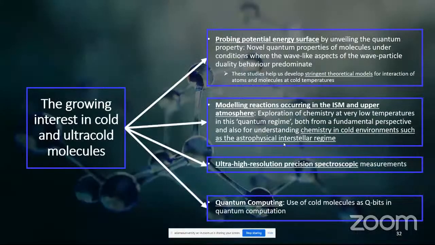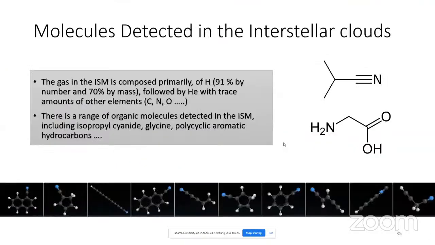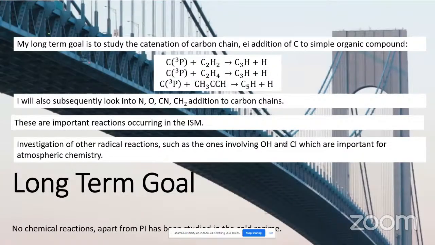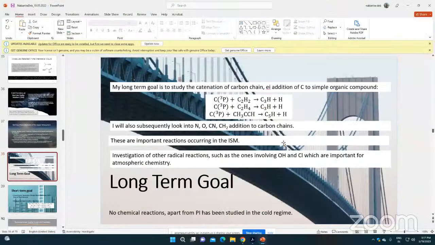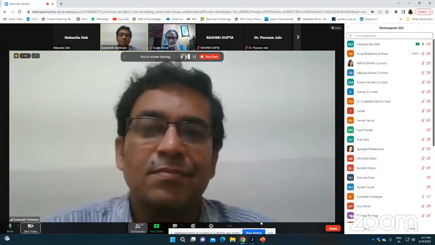Because of lack of time, I cannot show you my future research interests. But if anybody is interested, especially students, please feel free to contact me. My long-term goal is studying astrochemically relevant reactions in the low temperature regime, because such cold processes take place there, and also studying reactions in the upper atmosphere.